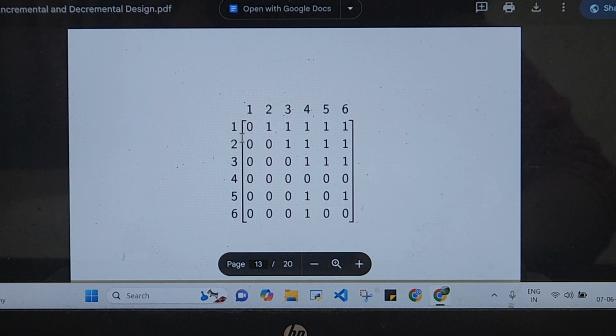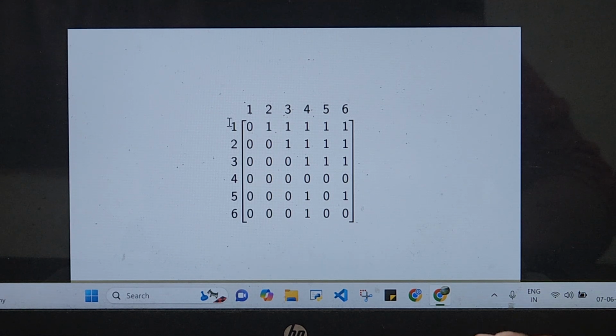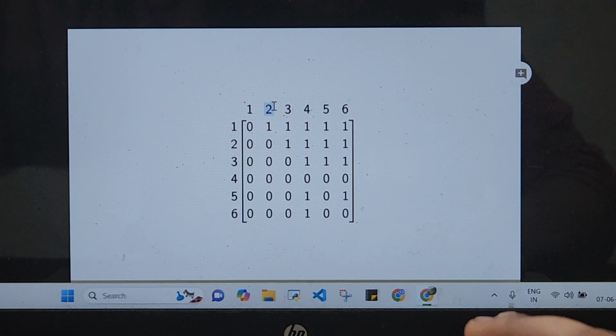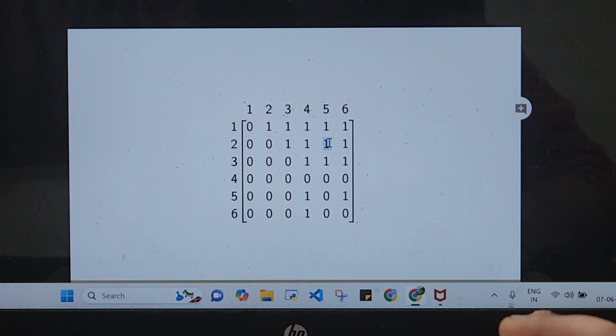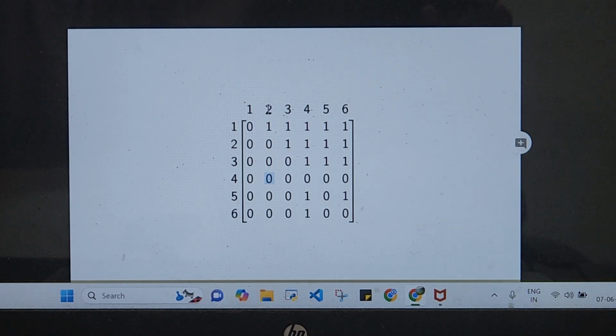Now if there's a 1 in the place of 1,2, it means person 1 knows person 2. So this one, for example, indicates that person 2 knows person 5. The person on the row is acquainted with the person on the column. And this 0 indicates that person number 4 is not acquainted with person number 2, and so on. So this is the initial data structure given to us. We know there are 6 people. We know who knows whom and who doesn't know whom.